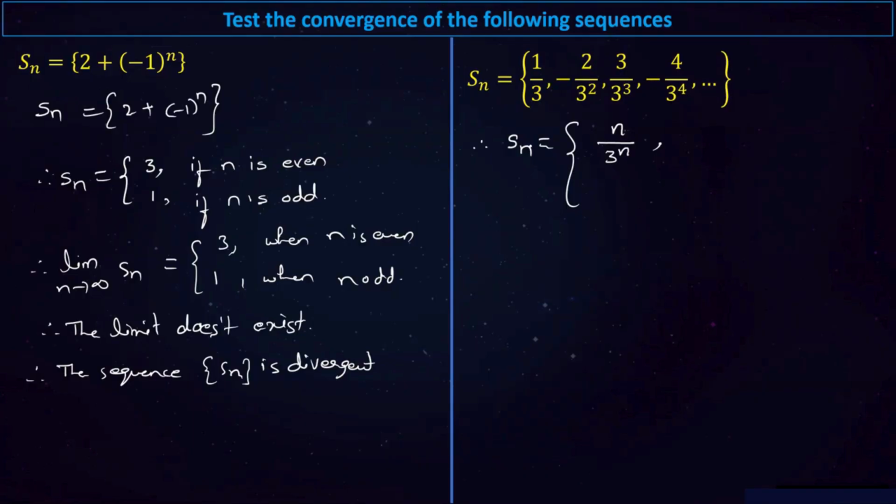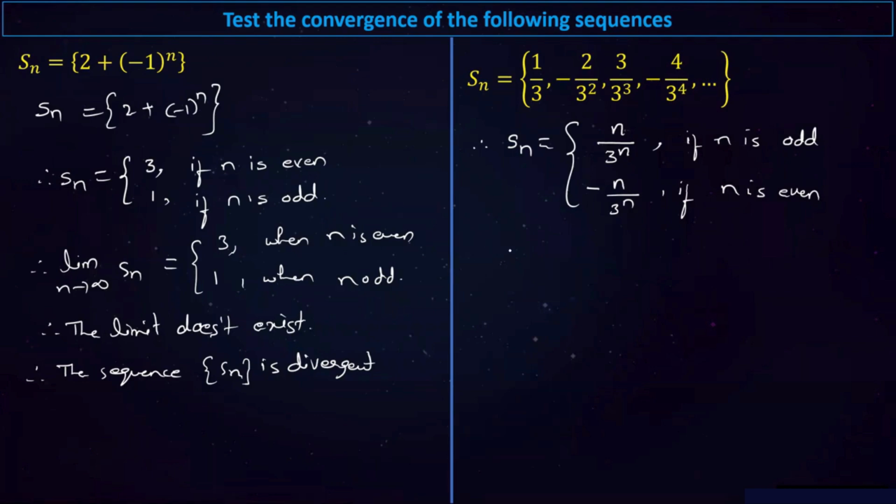That's how I'm taking Sn as n by 3 power n if n is odd. And I'm taking the same with negative sign, minus n by 3 power n, if n is even. When it is even, we'll get the same term, but with negative sign. When it is odd, we write the regular term. So now these are the sequences.